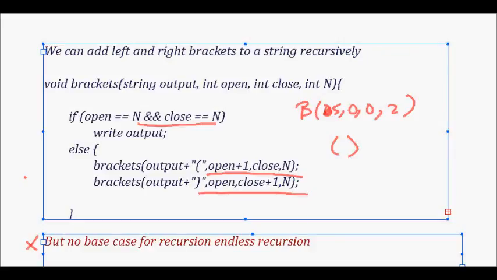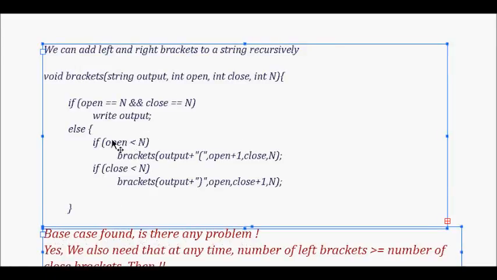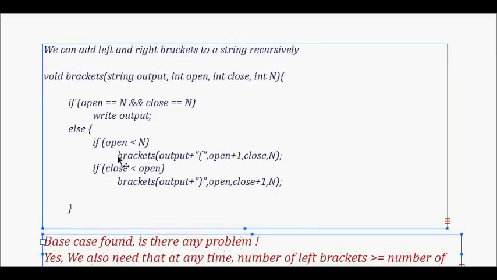So how should we bring this into picture? One thing is that open should be less than n, and close should be less than n, so that they cannot proceed for more than n brackets in my string. But also, at any time the number of left brackets should be greater than or equal to the number of right brackets. So how do we do that? Close should always be less than open, then it will work fine.